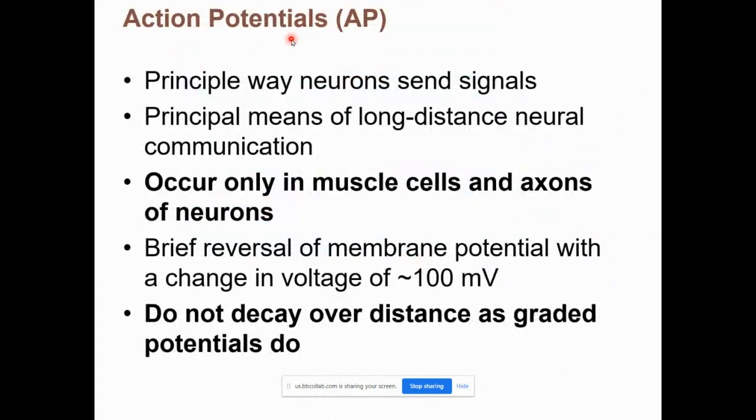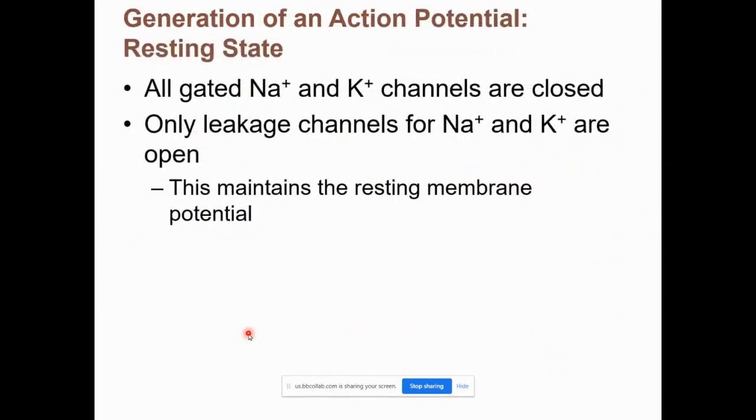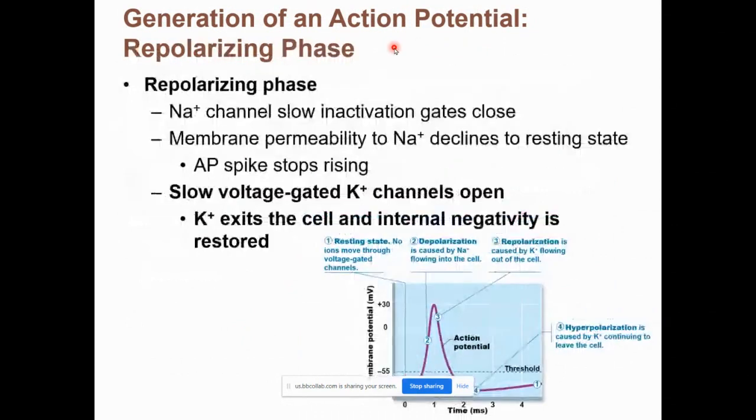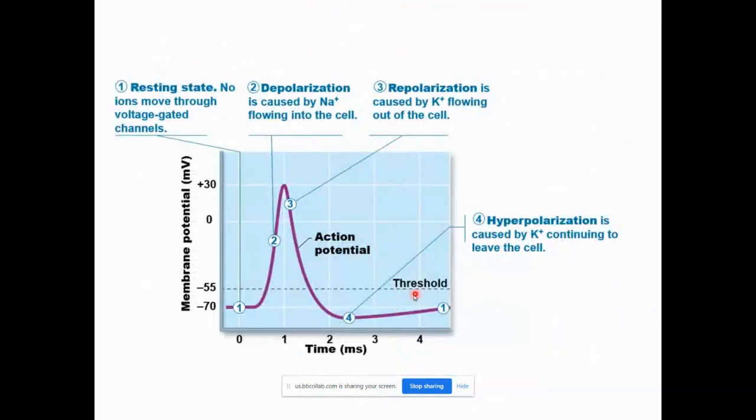So an action potential now, not a graded potential, only occurs, well, specifically on the sarcolemma of muscle cells and on axons of neurons. They don't decay like graded potentials do. They either happen or they don't. So we're going to go through the steps of an action potential. I'm going to go all the way to this picture here because it's larger than the ones on the slides.